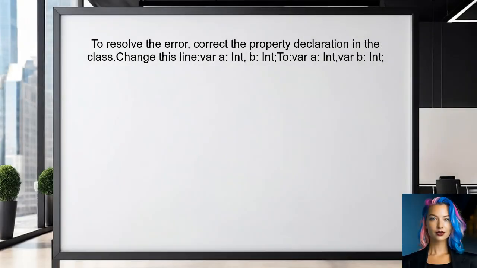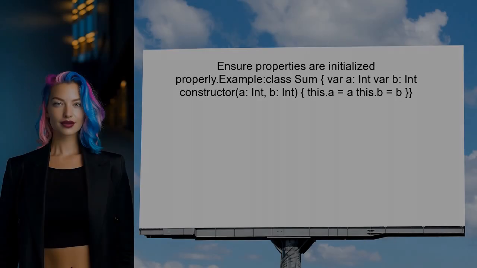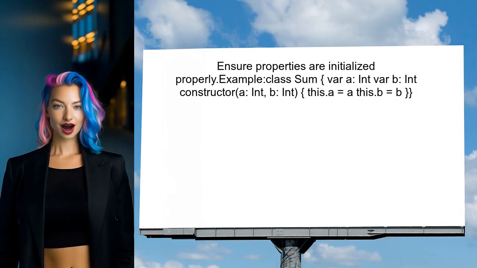To resolve the error, the user needs to correct the declaration of the properties in the class. In Kotlin, when declaring multiple properties, they should be separated by commas, but the user must also specify the type for each property separately. Next, the user should ensure that the properties are initialized properly. In Kotlin, properties can be initialized directly in the constructor or within the class body.